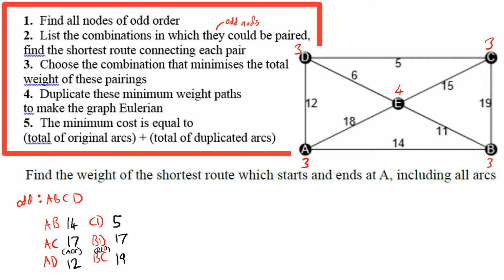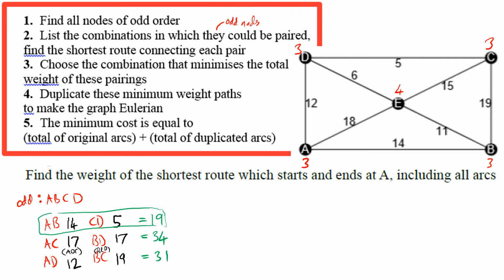Okay, so we've done that, listed the combinations they could be paired, and find the shortest route connecting each pair. And we want to choose the combination that minimizes this total weight. So let's add these up. So our first possible combo adds up to 19. Our second possible combo adds up to 34. And our third combo adds up to 31. And the best possible combo is this one right here at the top, A with B and C with D.